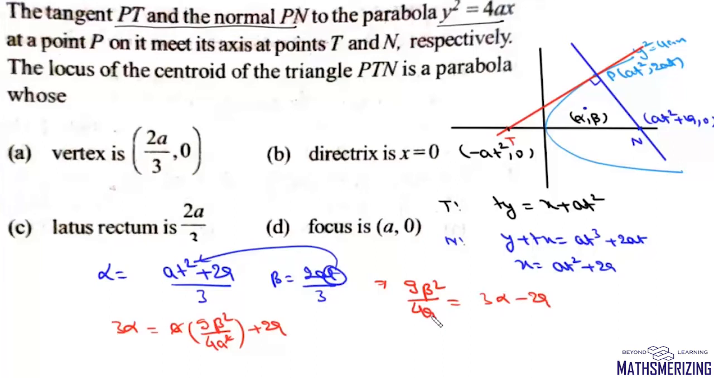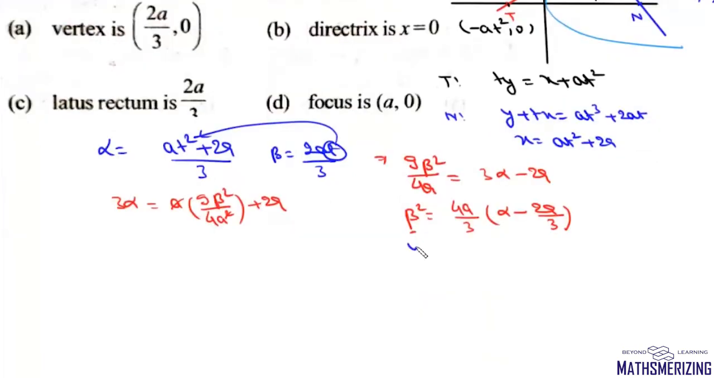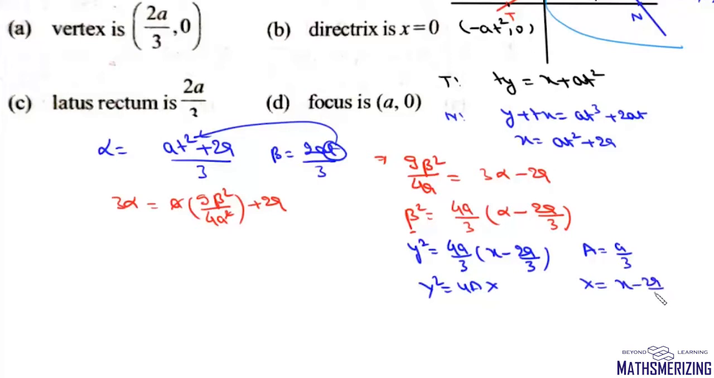So we can rewrite this equation as beta² = (4a/3)(alpha - 2a/3). Now in the end we'll change beta to y and alpha to x. So this locus will be y² = (4a/3)(x - 2a/3). Now we'll compare it with the standard equation, which is y² = 4aX. Now here the value of a is a/3 and capital X is x - 2a/3.